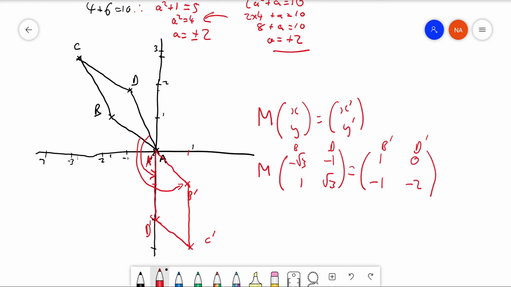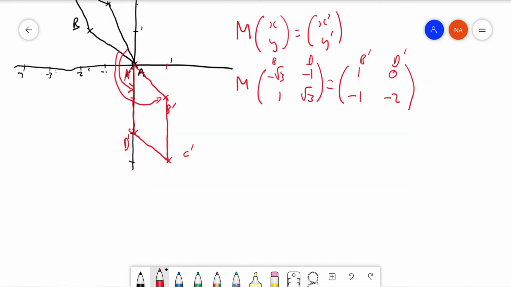Okay, we just have to find what that matrix is. Well, it's just a matter of using matrix arithmetic now. So here we go. M then equals [1, -1; 0, -2], multiplied by [-√3, -1; 1, √3] inverse. Inverse on the right, remember, because we have to keep the order. Order is critical with matrices, so I must multiply on the right by the inverse.